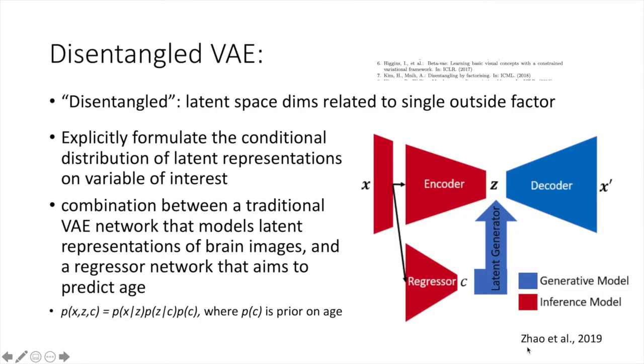So this leads us to the disentangled VAE. The disentangled aspect of this means that the latent space dimensions are related to a single outside factor. So the citations number 6 and 7 above are good resources for learning about this. We want to explicitly formulate the conditional distribution of latent representations on the variable of interest, meaning we want to condition z on c. This network ends up being a combination between a traditional variational autoencoder network that models latent representations of, in this instance, brain images, and a regressor network that aims to predict, in our instance, age, but it can be any covariate of interest and any sort of data as x.